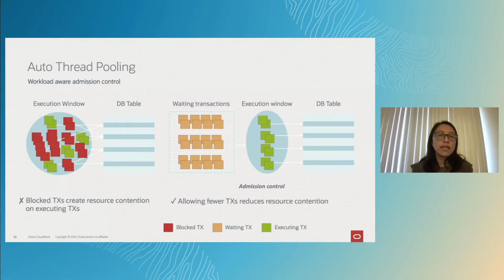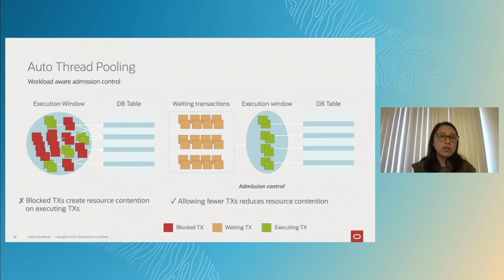On here, you can see that without auto thread pooling, when transactions come in, they are kind of randomly executed. So there can be chances that some transactions get stuck behind a long running transaction, and that will make those transactions run a much longer time. And then the other problem that we see is that there can be resource contention because of how the different transactions are executed.